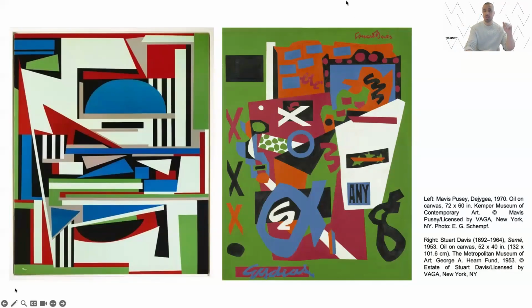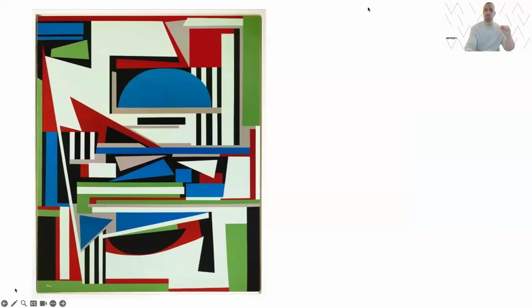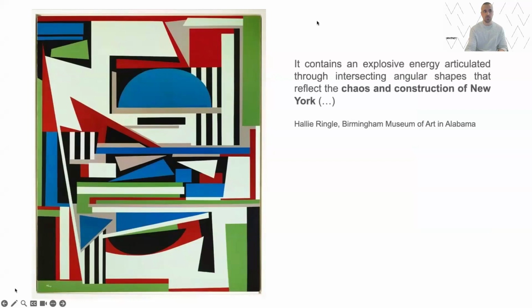And I don't think that's necessarily what Mavis Pusey's work is all about. While it does matter for her, I think she reconceptualizes a lot of these ideas relating to geometric abstraction. And what I'm referring to specifically is how she thinks about the city of New York in the 1970s. A curator from the Birmingham Museum of Art in Alabama, describing this work from 1970, mentions that it contains an explosive energy articulated through intersecting angular shapes that reflect the chaos and construction of New York. And it's precisely New York in the 1970s that Mavis Pusey was really, really interested in.